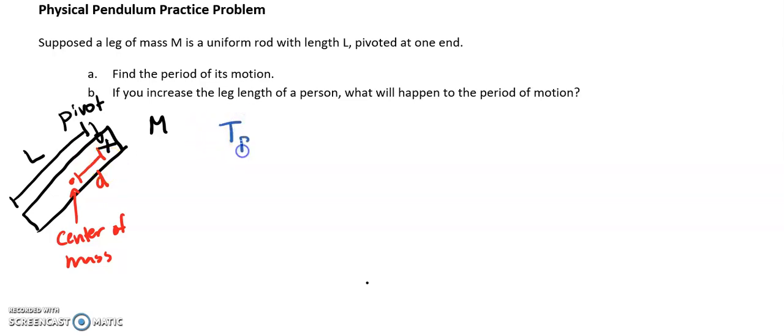So first thing, and I should have done this at the beginning, excuse me. I'm going to write down my equation for period of a physical pendulum. So that's 2 pi root I over mgd. Cool. So now let's see what we can plug in. So I, moment of inertia.